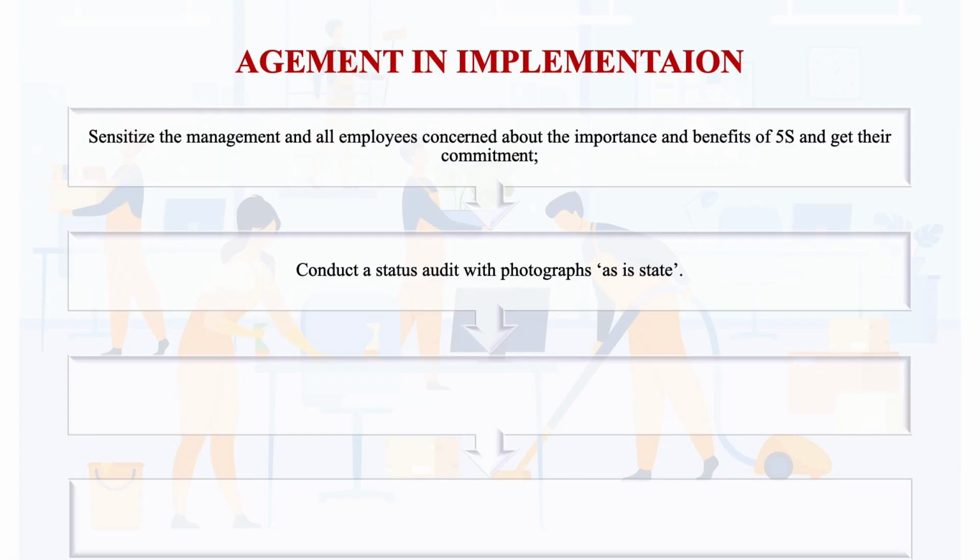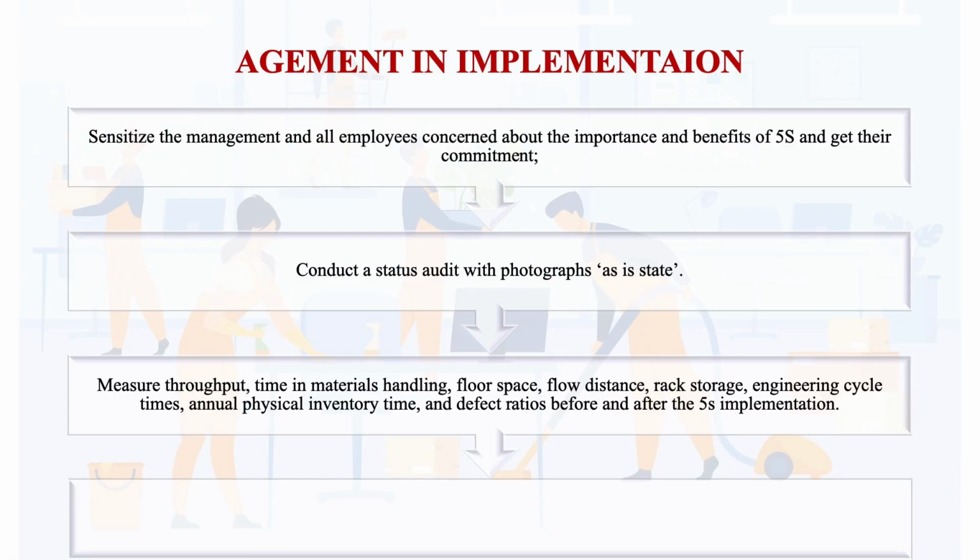Conduct a status audit with photographs at each stage. Measure time in material handling, floor space, floor distance, rack storage, engineering cycle times, annual physical inventory time, and defect ratios before and after the 5S implementation. This will further give momentum for implementation of 5S, and those who are not engaged in the 5S team will come forward to be part of such teams.